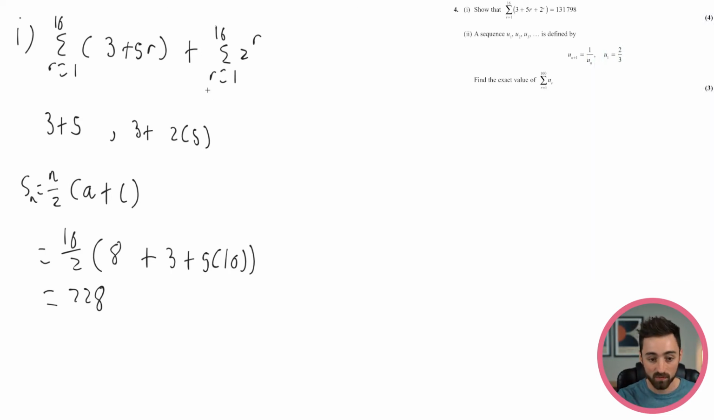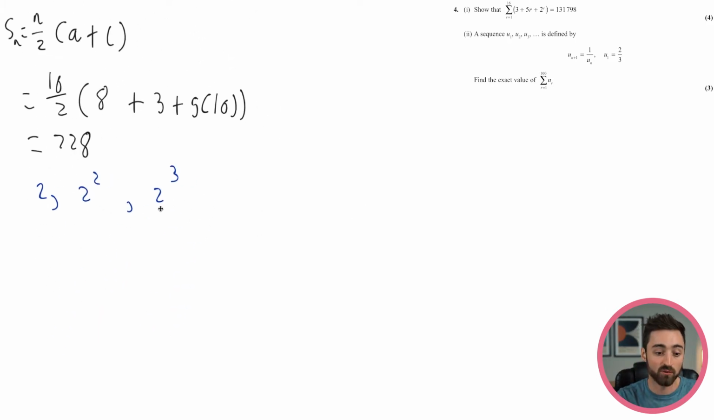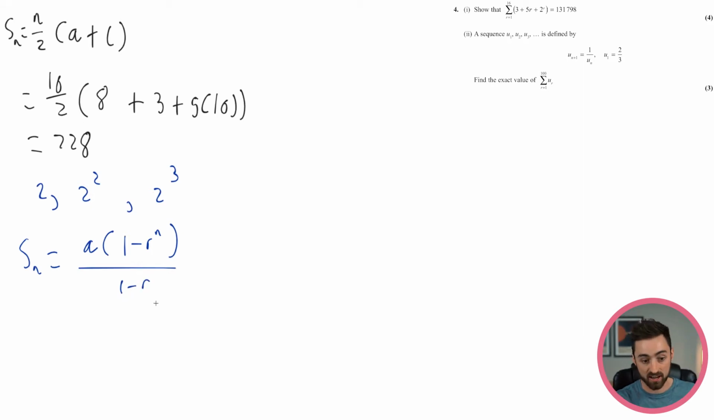The second one, what have I got here? 2 to the power of r. So thinking about these terms here, what's going to happen? I'm going to get 2, that's 2 to the 1, and then 2 squared, 2 cubed. What's happening? I'm timesing by 2 each time, aren't I? So if I'm timesing by something each time, it's going to be a geometric series. So the formula for the sum of a geometric series, Sn, is a times 1 minus r to the n, all over 1 minus r. a is the first term, r is the common ratio, and n is the amount of terms.